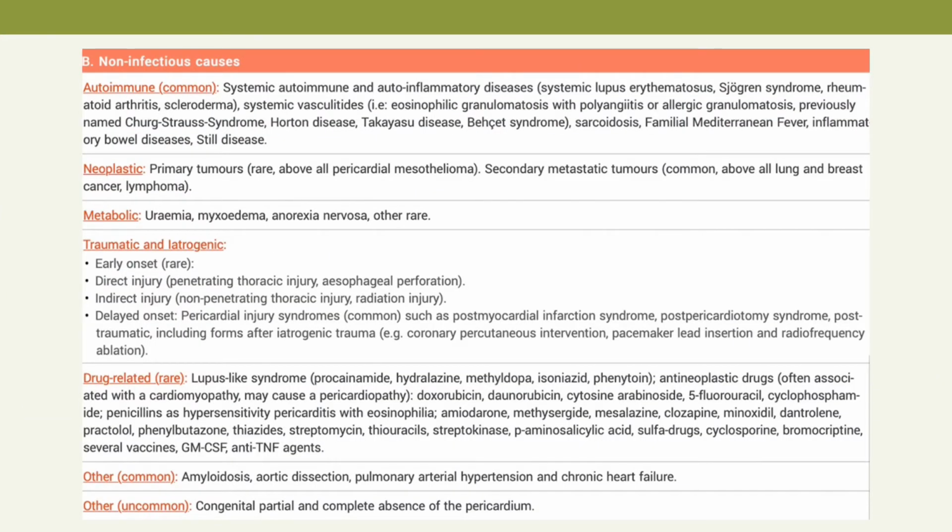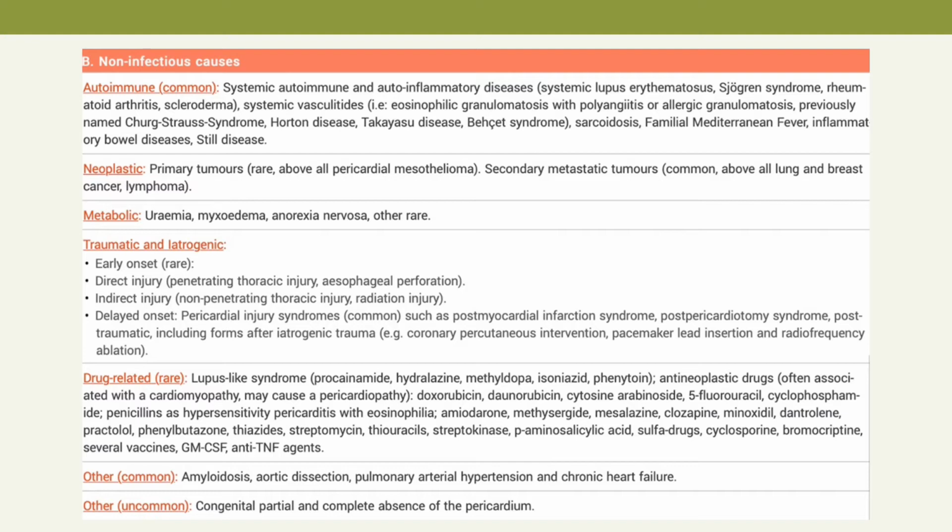The second group, of course, is non-infectious causes, and of this group, autoimmune are the most common. For example, systemic autoimmune and autoinflammatory diseases such as SLE, Sjogren's syndrome, rheumatoid arthritis, and scleroderma. You also have the systemic vasculitides such as eosinophilic granulomatosis with polyangiitis, or allergic granulomatosis, previously named Churg-Strauss syndrome. You can also have others such as sarcoid, familial Mediterranean fever, inflammatory bowel disease, and Still's disease.